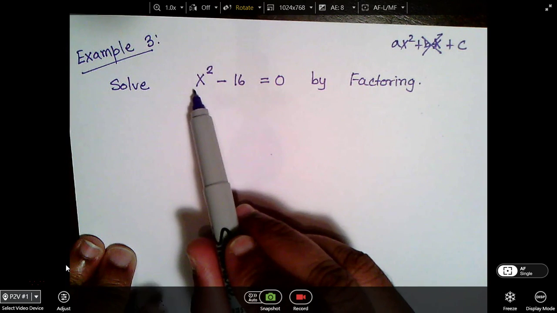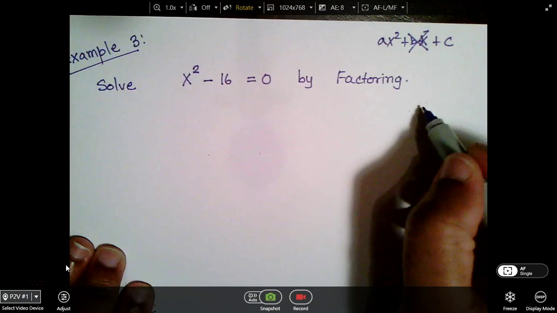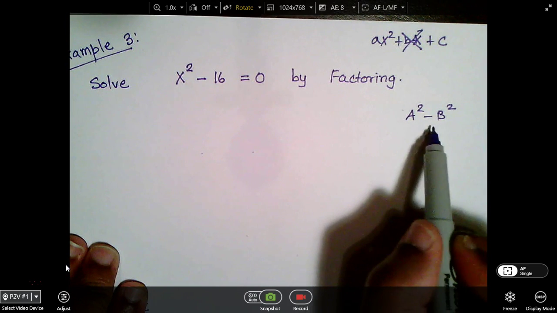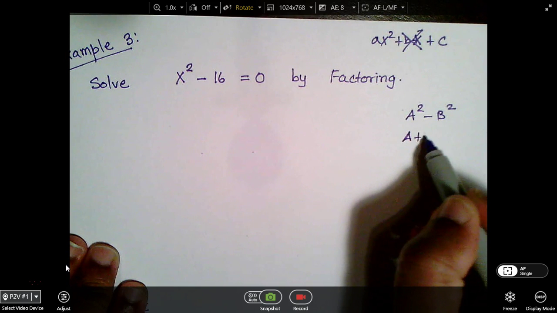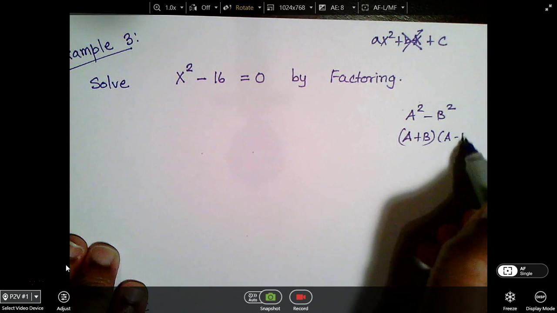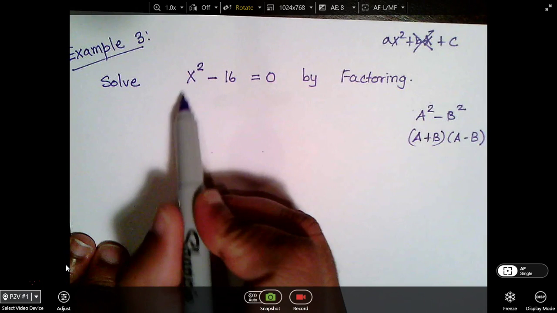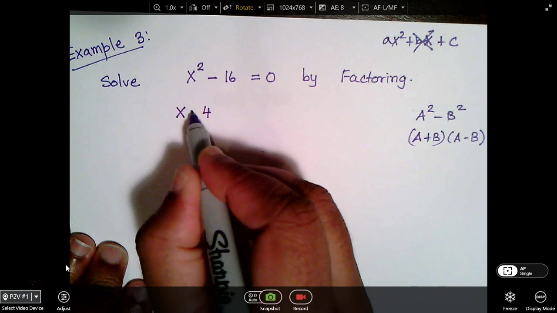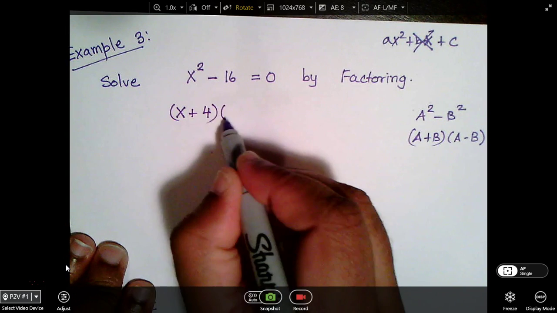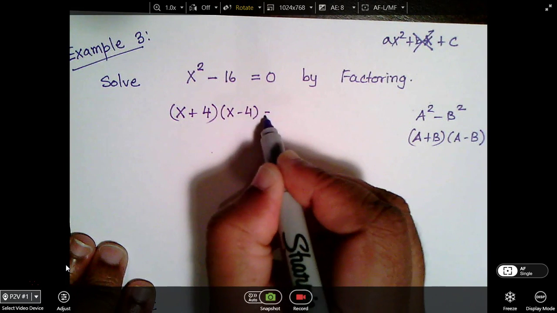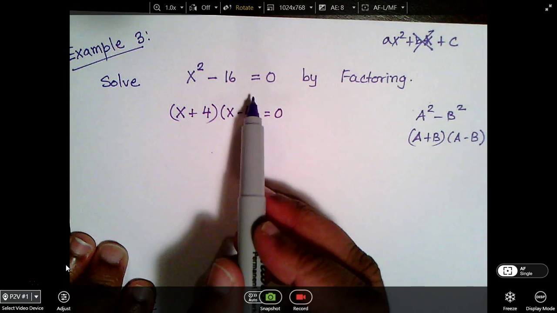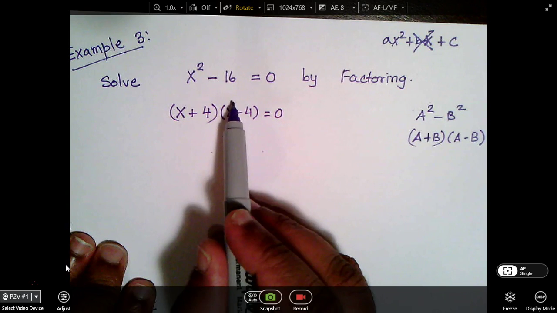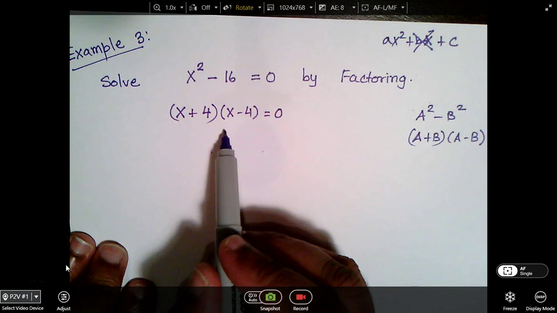I have a squared minus b squared, difference of two perfect squares. So my factors will be a plus b and a minus b, right? So I'm squaring an x and I'm squaring a 4. So my factors will be x plus 4 times x minus 4 equal to 0. So it's already written in standard form. So step 1 is already accomplished. Step 2 is I put it in factored form.